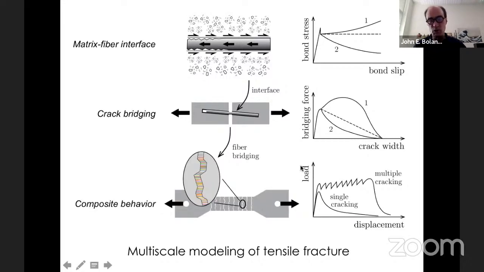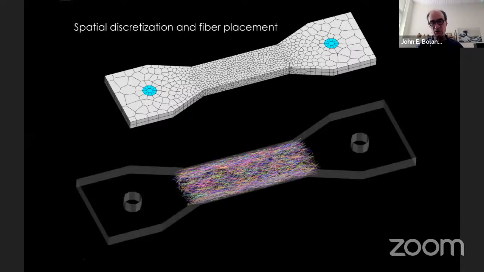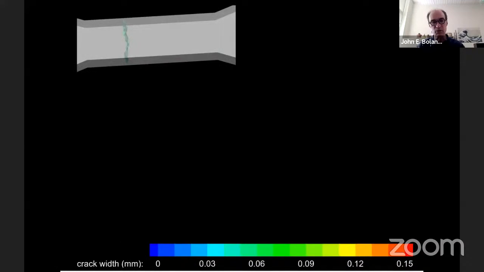Then finally, when you look at the multitude of fibers in collection, depending on the properties of the fibers, the amount of fibers, their directionality, you either get one crack with pullout or you get multiple cracking. Multiple cracking is shown here. So we simulated this type of case. Again, you can just throw the fibers in, irrespective of the background mesh, the geometry of the background mesh.